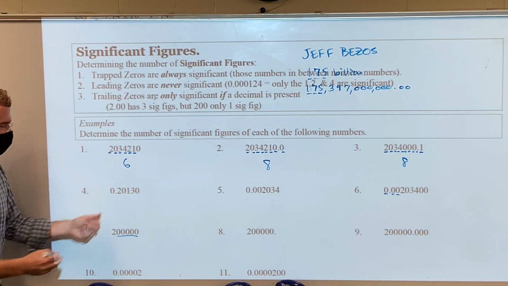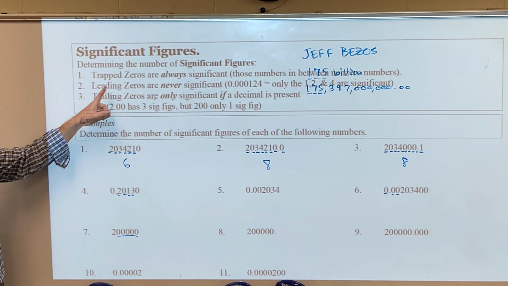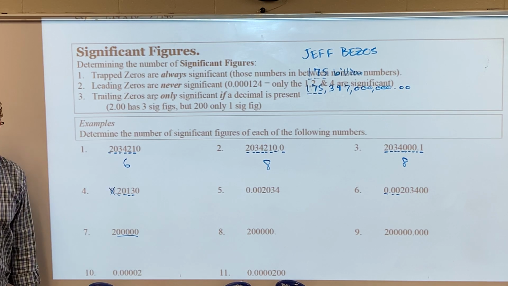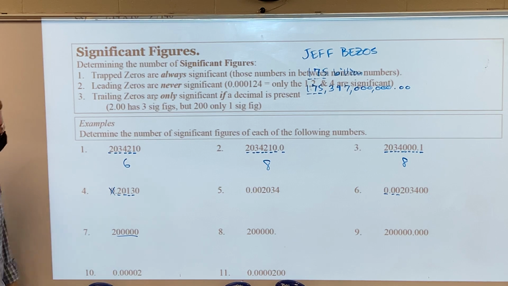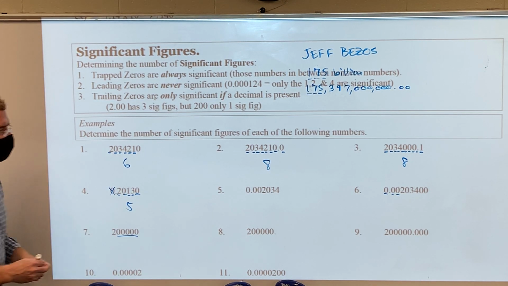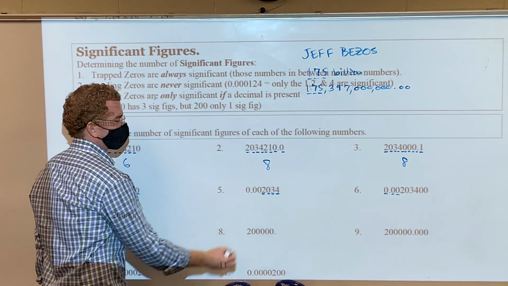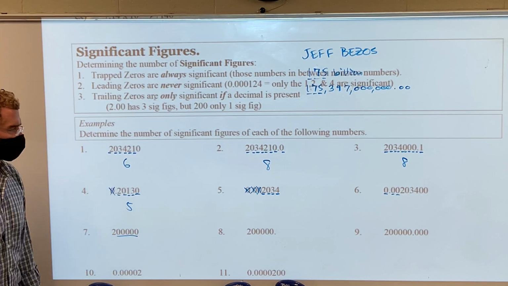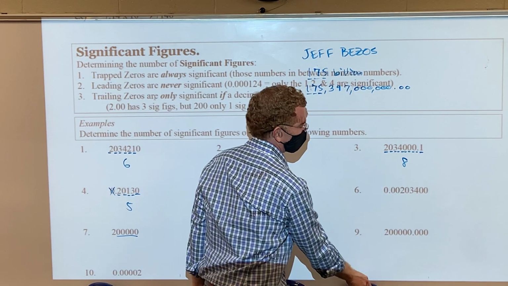Here, I have 2, 3, and everything trapped in between. Leading zeros, never significant. So I am never going to count a leading zero. But I am going to count that trailing one. Why? There's a decimal present. So 5 significant digits. Number 5, definitely everything between the 2 and the 4, but never count a leading zero. So 4. Number 6.